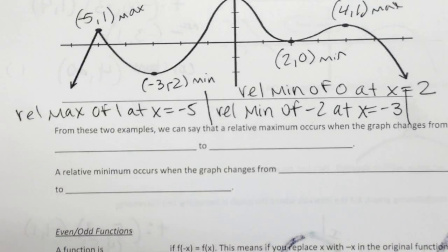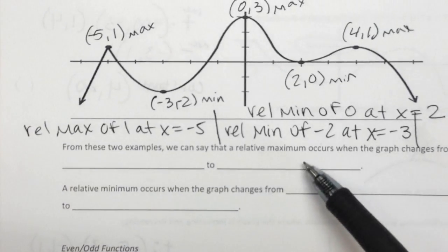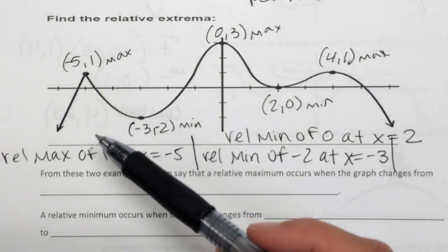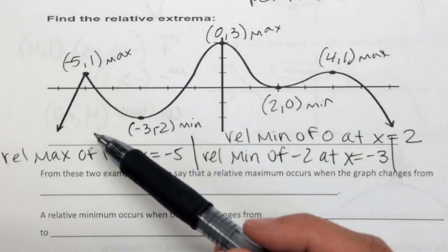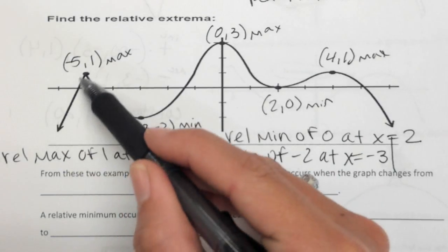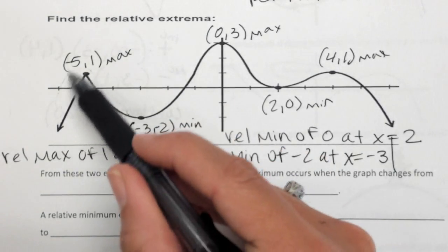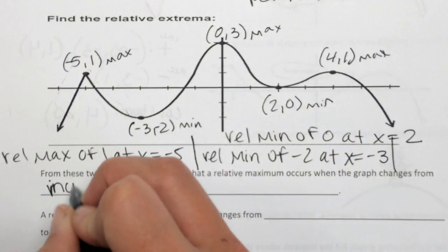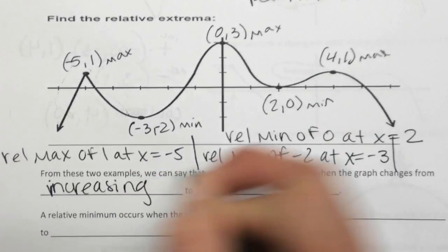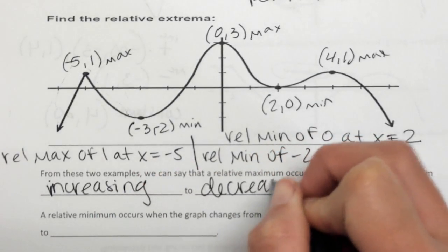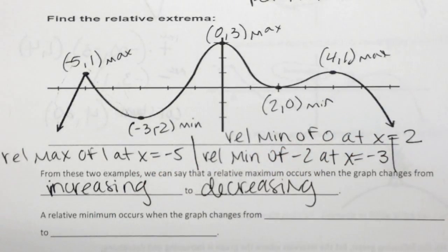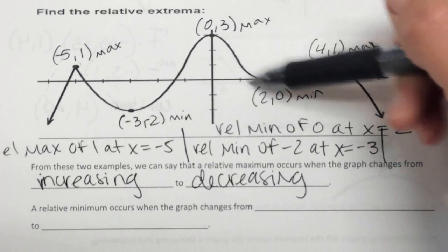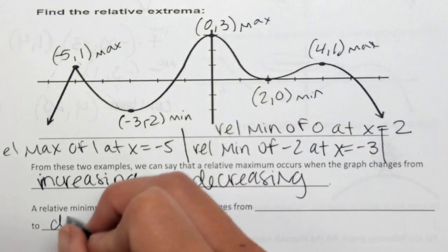Alright, from these two examples, we can say that a relative maximum, so these are these, occur when the graph changes from what to what? Good. Increasing to decreasing, right? That's when a relative max occurs, when it goes from increasing to a decreasing interval. And so we can say a minimum occurs when it goes from what? Decreasing to increasing. Good.